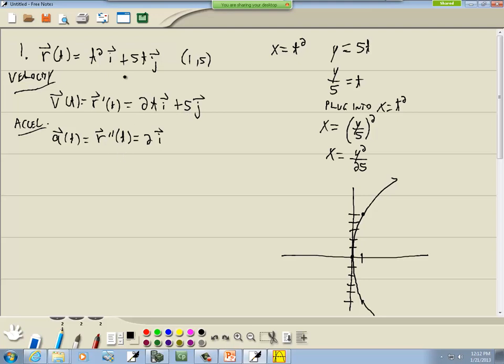Now specifically, they're asking for it at this point. This point is given in terms of x and y, but the variable that's in our v and a is t. So we need to find out what t is. Well, we know what x is. x is t squared. So set t squared equal to 1. So we're going to find t here.